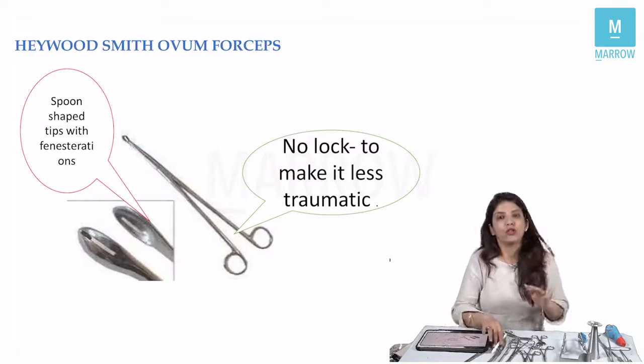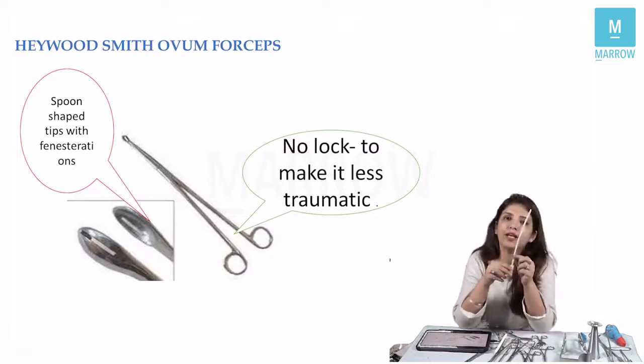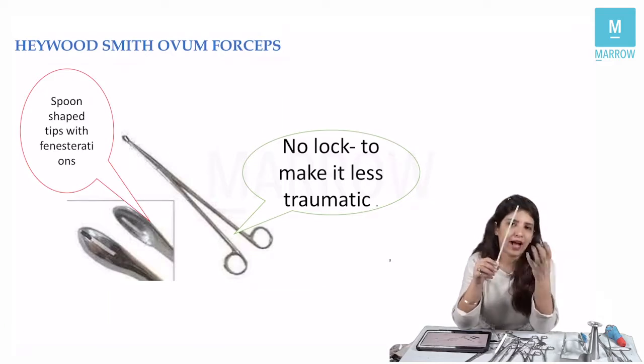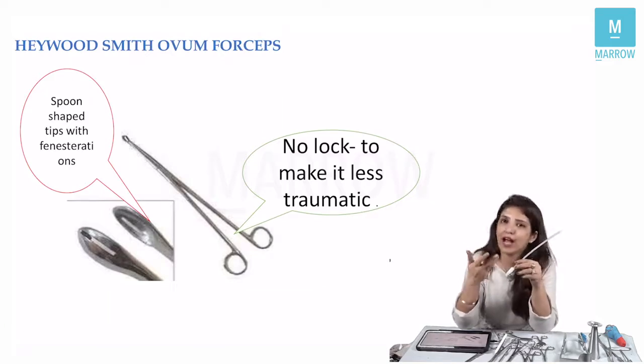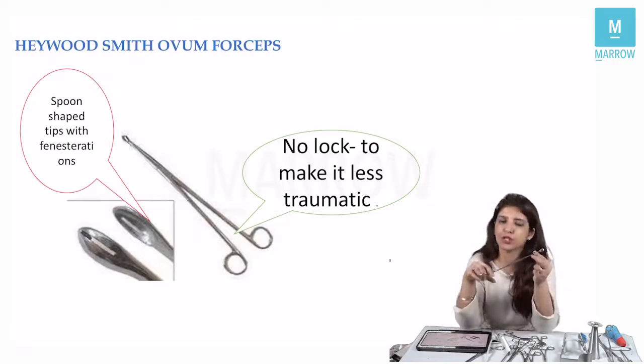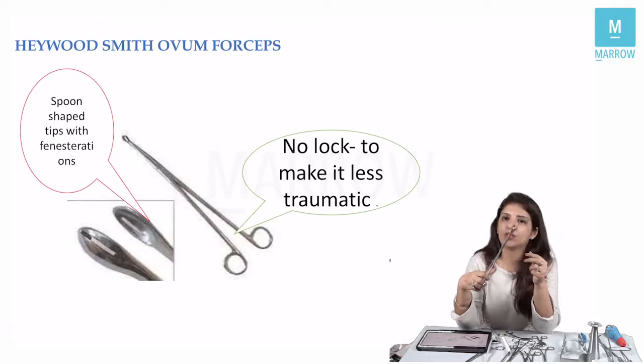Now, till 12 weeks we were doing suction evacuation with the help of a Carman cannula. After 12 weeks, if I have to remove the product of conception, if I have to do MTP, the method which I have is I can use a Haywood-Smith ovum forceps. For PG entrance students, for FMG students, a simple ovum forceps is what you have to remember. For final year students, you have to remember the complete name, Haywood-Smith ovum forceps, right?